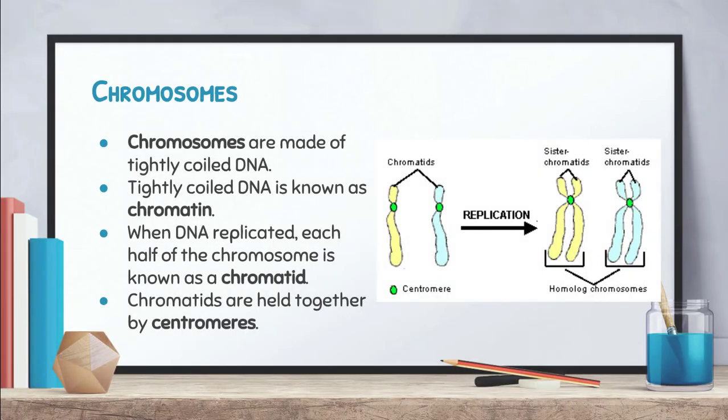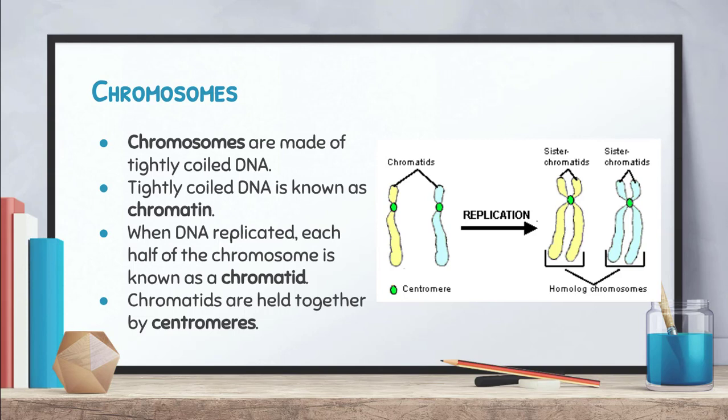So as I've mentioned before, chromosomes are made of tightly coiled DNA. The term for this tightly coiled DNA is chromatin. If you take a look at the picture on the right here, we have two sets of chromosomes. The chromosomes on the left are prior to replication. You remember we talked about DNA replication in our last unit. And the chromosomes to the right are after replication. When the DNA is replicated, each half of the chromosome is known as a chromatid. So on the right-hand side, we have two sister chromatids. They're called sisters because they're genetic copies of one another. I know it doesn't make a whole lot of sense because they're called sisters, but you get the idea here.